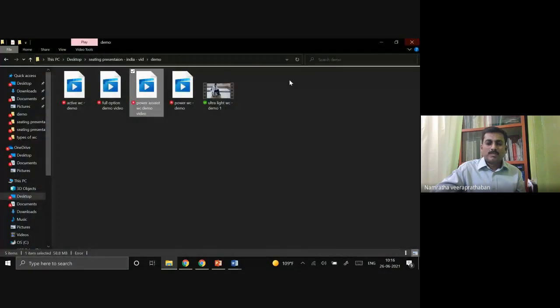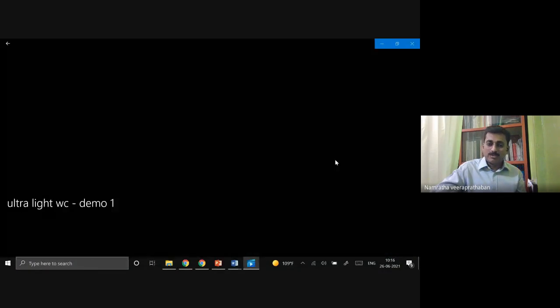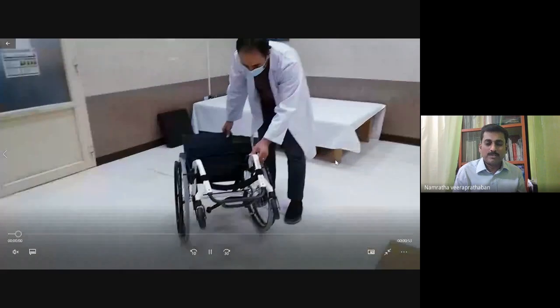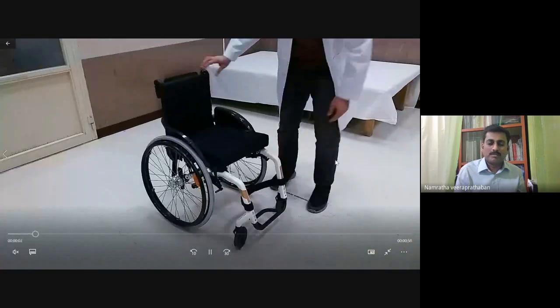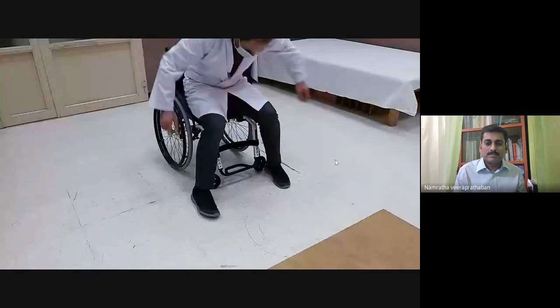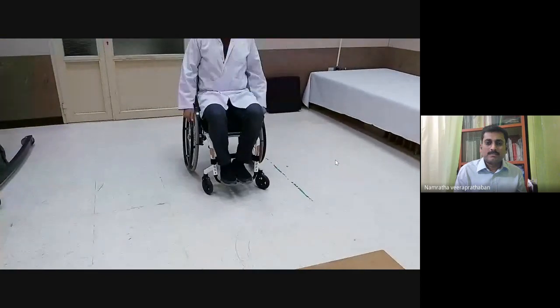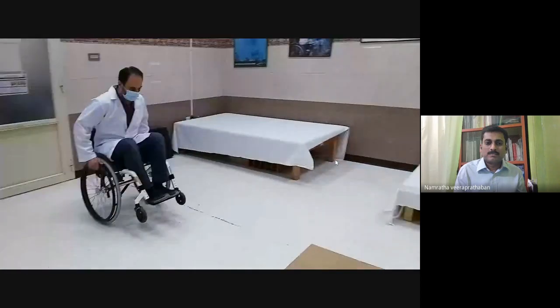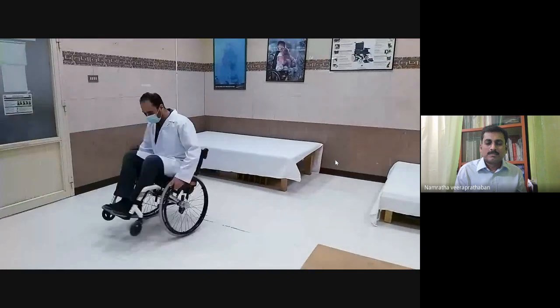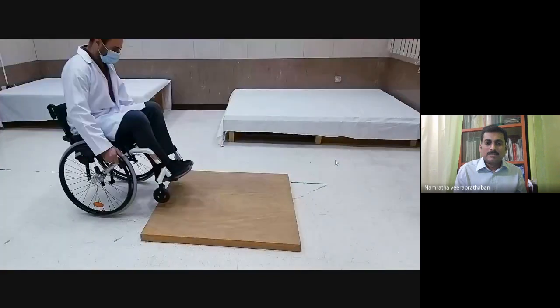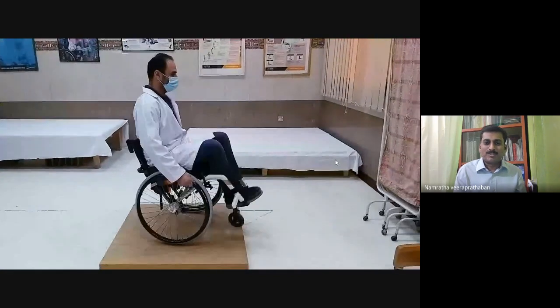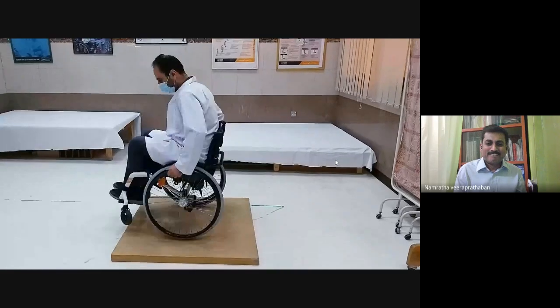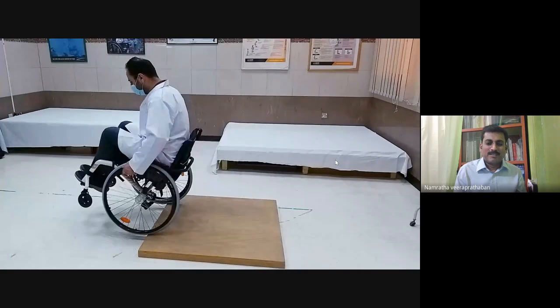All right, now I have one more wheelchair demo. It is an ultra lightweight wheelchair, and you see the skills on the wheelchair. See, this is ultra lightweight, as I said, below 8 kg. He will dance on the wheelchair. He has amazing skills.